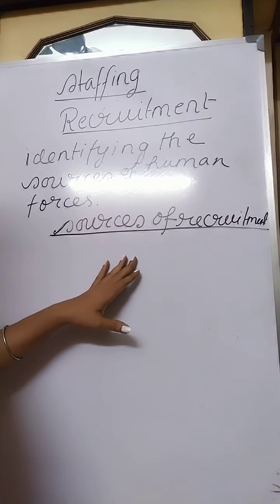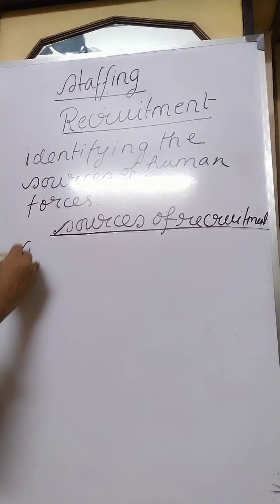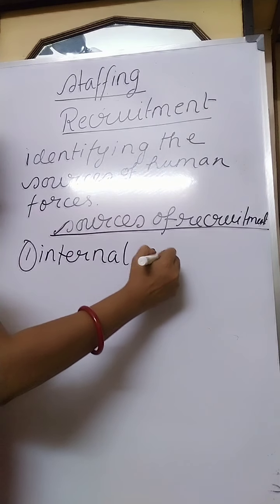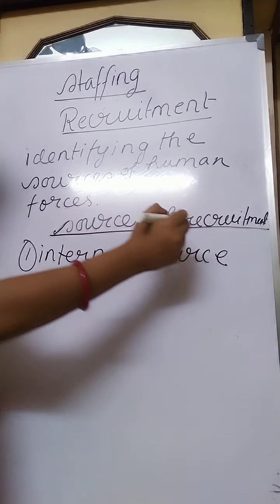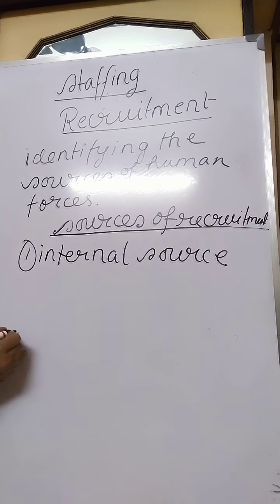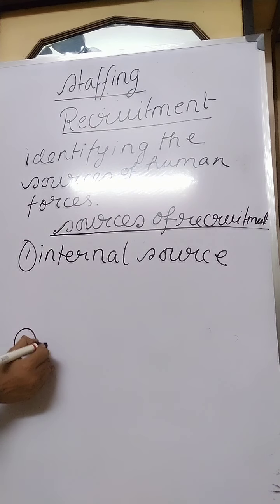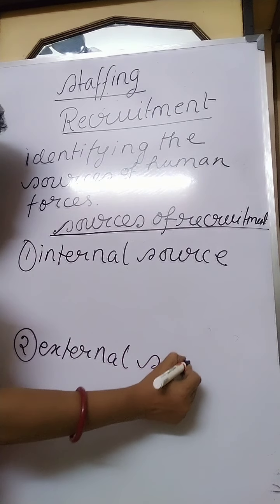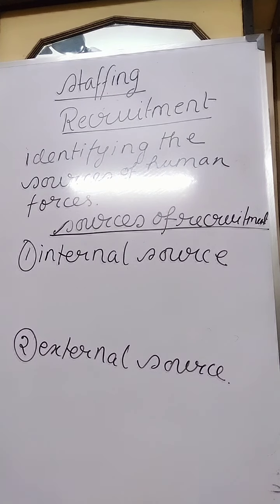Now there are two kinds of sources to make the recruitment. One is internal source, and another one is external source. There are two types of sources of recruitment: internal and external. First we will talk about the internal sources of recruitment.